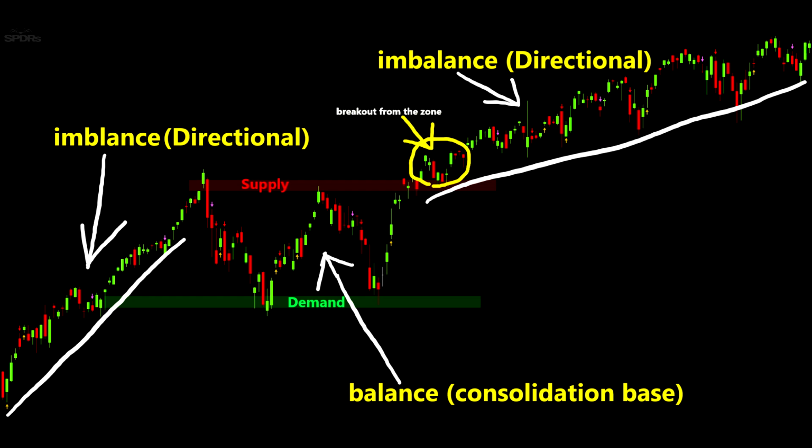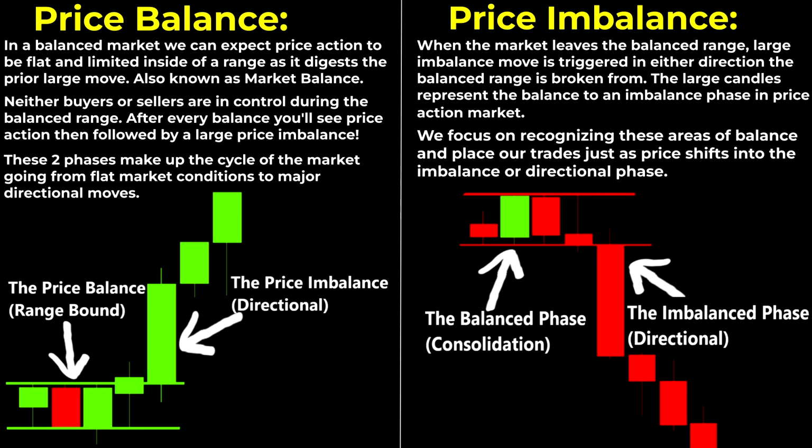We're going to look at an illustration that will give you a clear understanding of what these two phases of supply and demand are. The market enters the balanced state, consolidating for price to cool off after the recent large move. Neither buyers nor sellers are in control during the balanced range. Keep in mind, after every balance, price is then followed by a large directional imbalance wave. These two phases make up the cycles of market trend, shifting from flat market conditions to major directional moves. In supply and demand strategies, we're going to study these areas of balance and imbalance to find high quality trade setups.